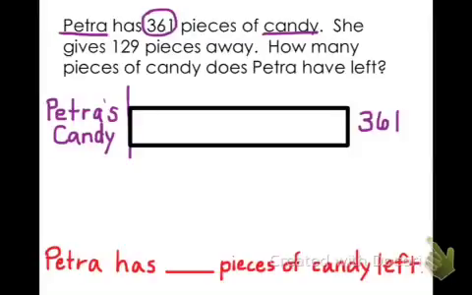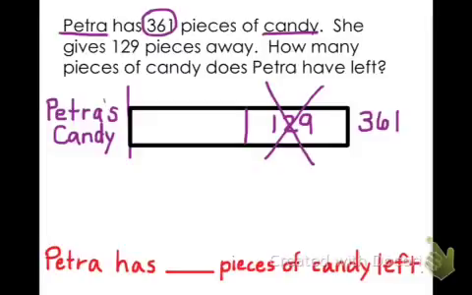Well, if I keep looking at the story, the next thing is that she gives some of it away. So if this bar represents all of her candy, some of it she gave away. So I'm going to divide the bar into 2 pieces and show that this part is 129 that she gave away. And to show that she gave it away, I'm going to put an X through it.